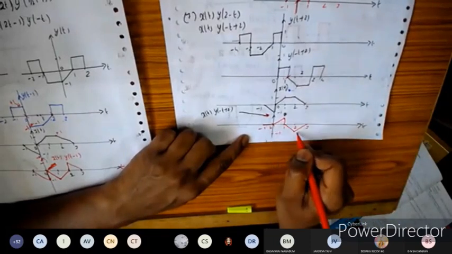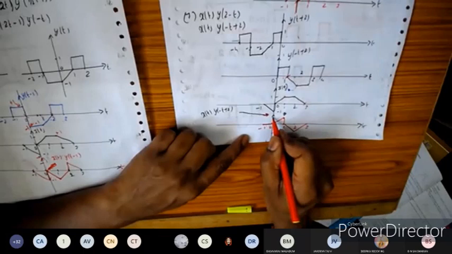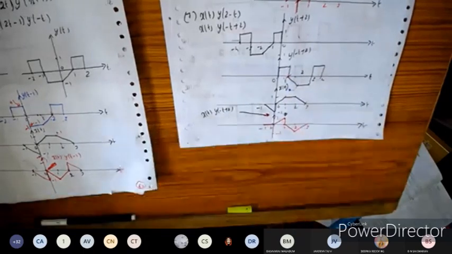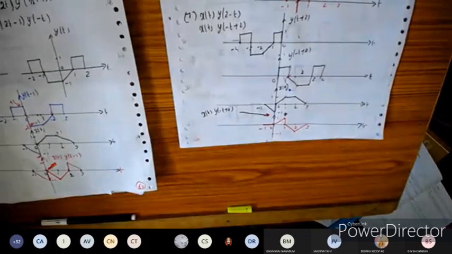Okay, you can start from here. We'll get the waveform. So this is plus 1. Okay, so this is minus 1. So we'll get the waveform like this. Done, right?